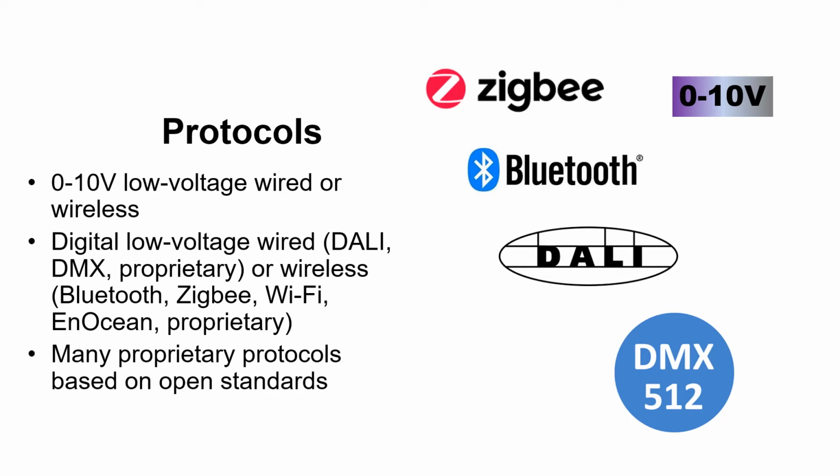Now we get to protocols. A protocol is a set of rules by which devices must be designed in order to interoperate through communication. Tunable white lighting is typically implemented using an LED driver and dimmer that communicate using one of two methods. The first is low voltage wiring using 0 to 10 volt, DALI, DMX, or a proprietary protocol, and the other is wirelessly using Bluetooth, Wi-Fi, Zigbee, and EnOcean, or a proprietary protocol.